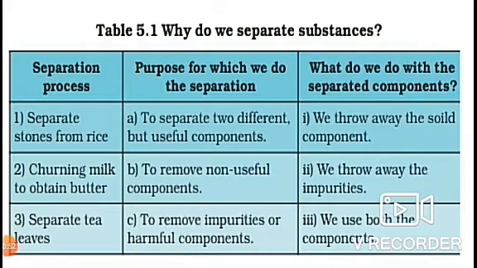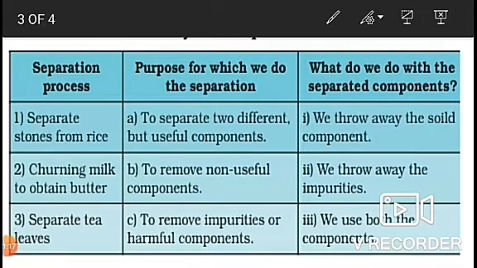Starting with the first column and number 1, that is to separate stones from rice. What do you think should be its match in the second column? Separate stones from rice, and we know what stones are. Stones are impurities present in the rice. So the answer will undoubtedly be 1 with C. Separating stones from rice, the purpose for which we do the separation is to remove impurities or harmful components.